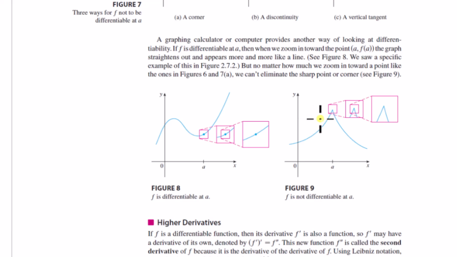But in the case of a sharp point or a kink, no matter how far you zoom in, you're still going to see that corner or kink. So that's a good illustration of differentiability.